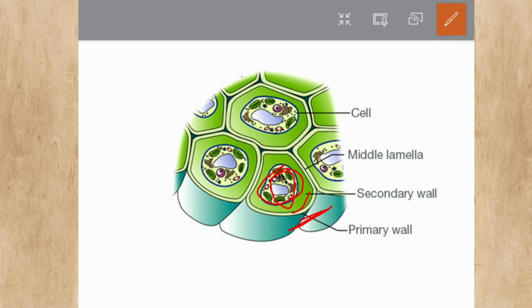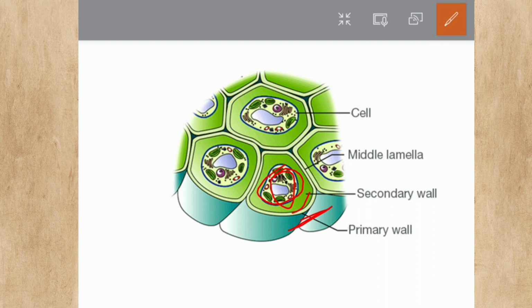Okay, so if we talk about why it is present in sclerenchyma cells, it is because the sclerenchyma cells are the mature cells. So it is formed only in mature cells, not in the young cells. It is composed of cellulose, hemicellulose, lignin, inorganic salts, and waxes.